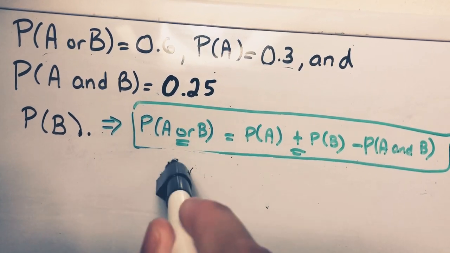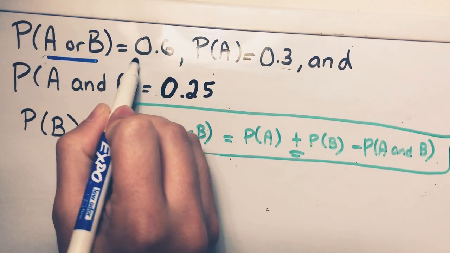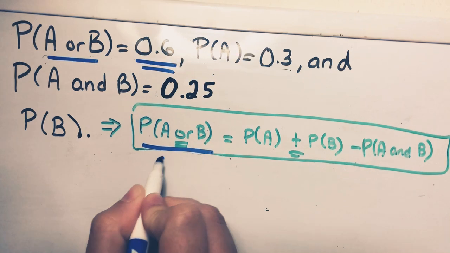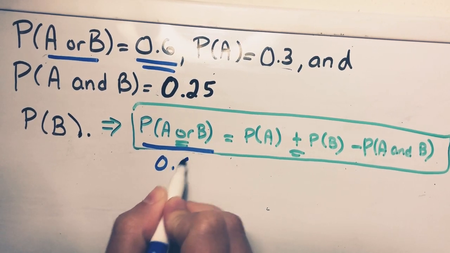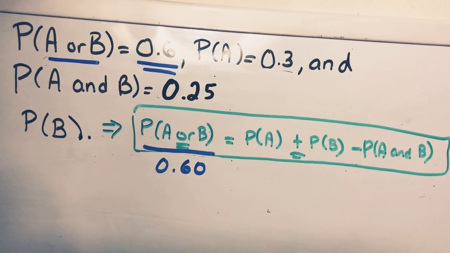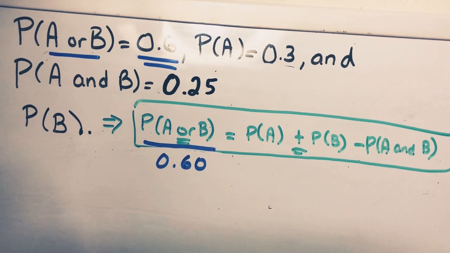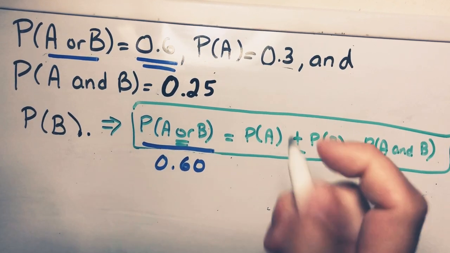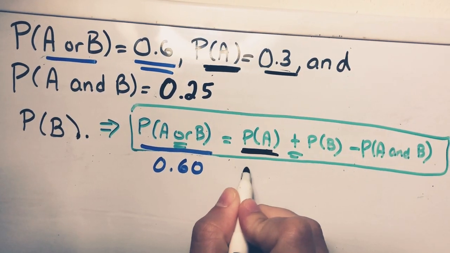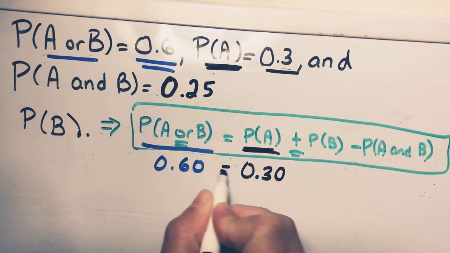So we plug in simply what we know. I'll try to color code this for you. We're told that the probability of A or B is known to be 0.6. So I'm going to replace this part with 0.6 or 0.60 because I notice there's more than one decimal place here, so I'll make it easier on myself. Okay, we're also told that the probability of A is known to be 0.3. So I'm going to replace that with 0.3 or 0.30, same thing.